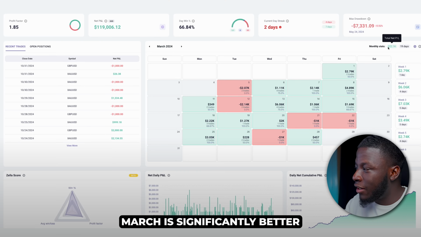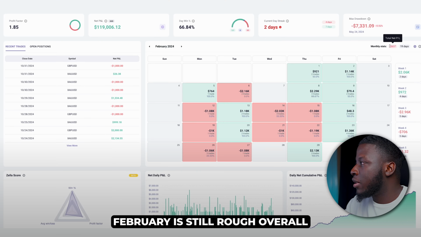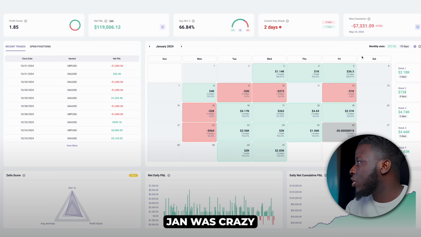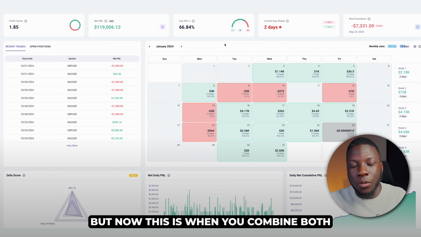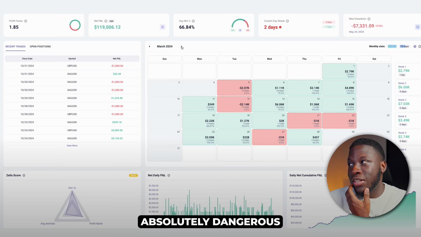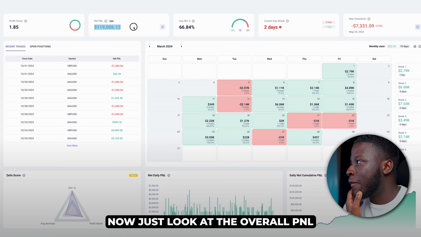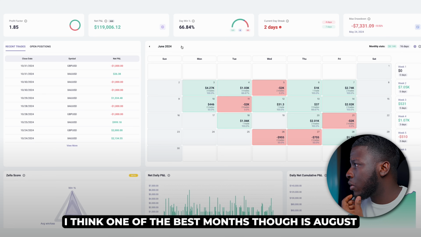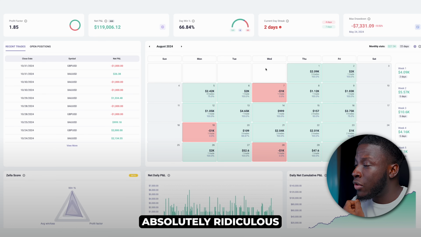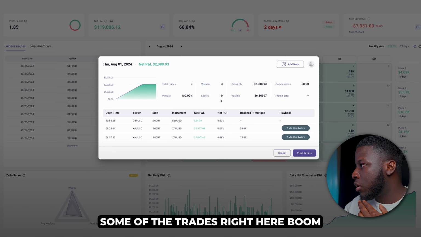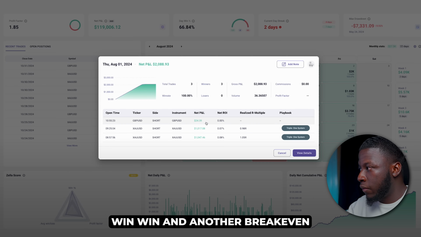March is significantly better. You can see February is still rough overall, probably the only losing month, I think. But look, Jan was crazy, absolutely crazy. Now this is when you combine both. Hey, I'm telling you, how we trade is dangerous, man. Absolutely dangerous. I just look at the overall P&L, right? It's insane. The day win rate is crazy as well. I think one of the best months though is August. Absolutely ridiculous. Let's just go through some of the trades right here. Boom. So one of these, you can see a win and another break even.